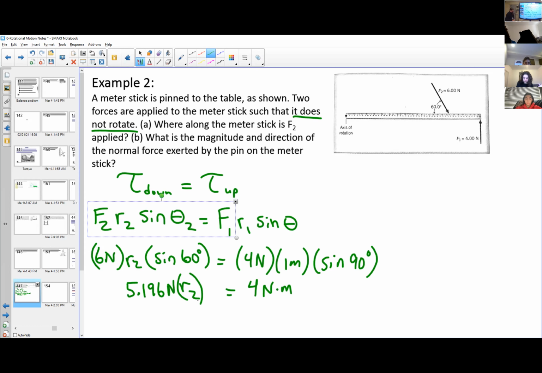And then for R2, you said you got 0.770? Yeah. All right. And if we're taking Newton meters divided by newtons, the newtons cancel, and we're left with meters. Questions?